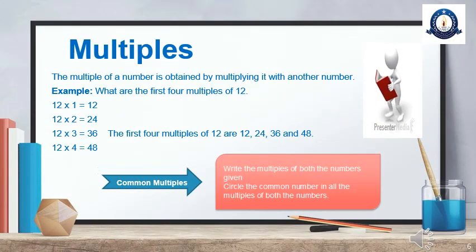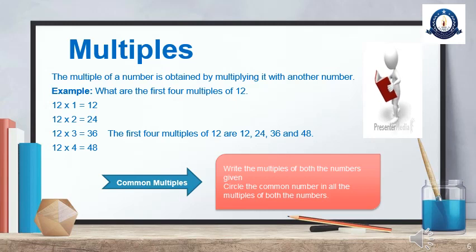Multiples. First let's see the definition of multiples. The multiples of a number are obtained by multiplying it with another number. Let's see how we will find them. Example: what are the first 4 multiples of 12? Basically we will write the table of 12 and the answers will be the multiples. 12 into 1 is 12, 12 into 2 is 24. The first multiple is 12, the second multiple is 24.